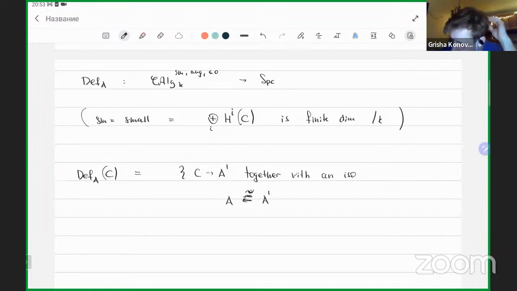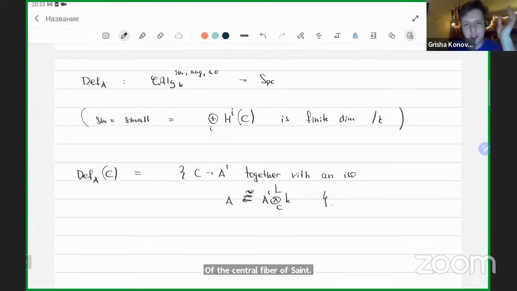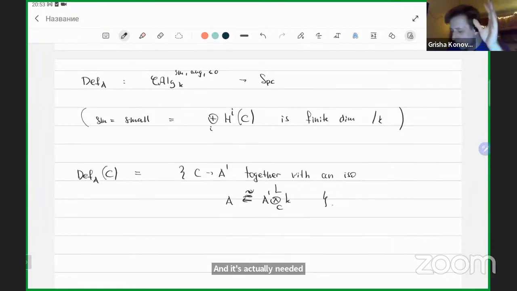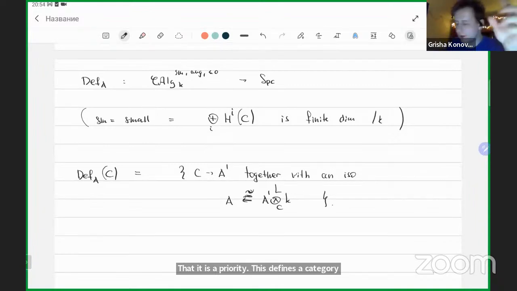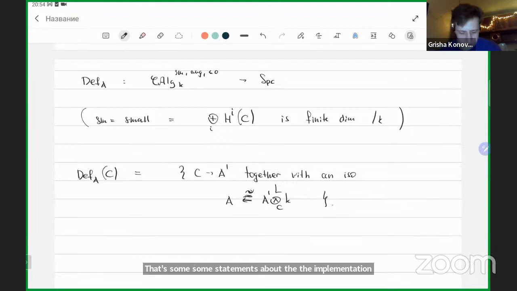Of the central fiber with A. It actually needs to be checked that a priori this defines a category of such pairs: the category of such maps from C to A prime together with some isomorphism. A priori it's a category, but in reality it is a space. It needs to be checked. That's some statement about the infinitesimal geometry of a point, so to say.